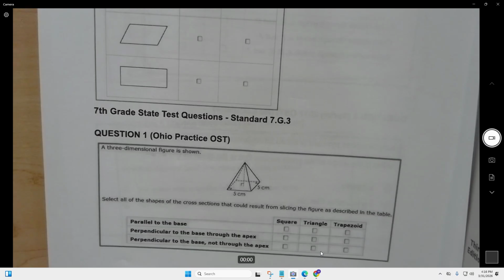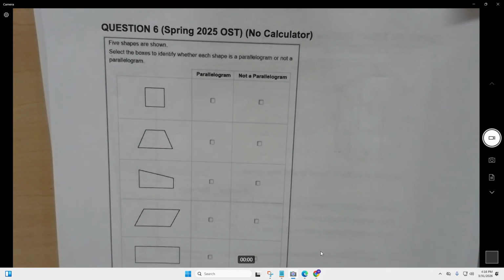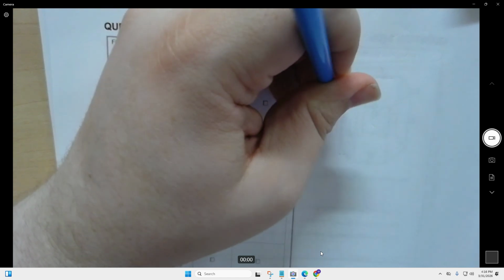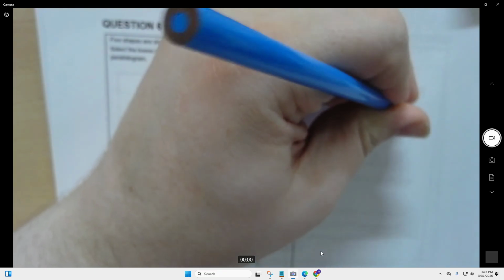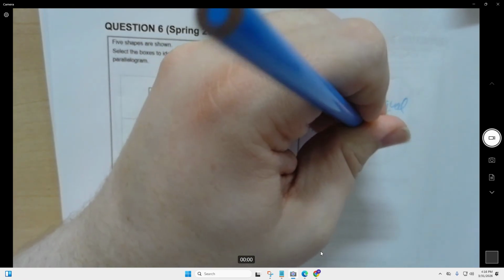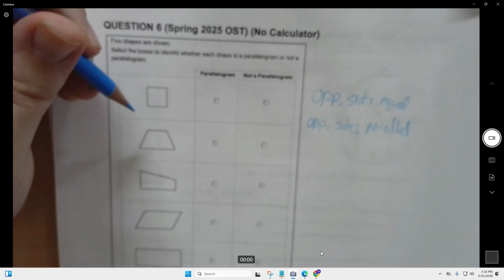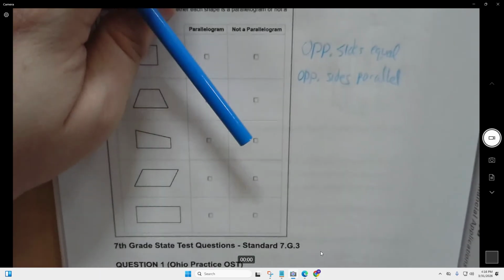Question 6. Last one for this video. Select the boxes to identify whether each shape is a parallelogram or not a parallelogram. Again, follow our two rules. Opposite sides equal. Opposite sides parallel. Does this follow the rule? Yes. Parallelogram.